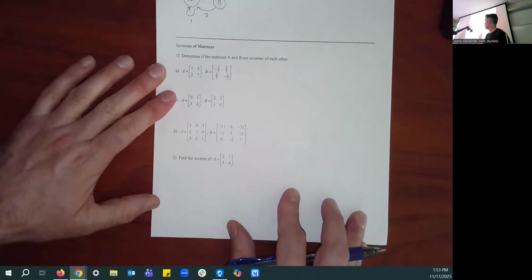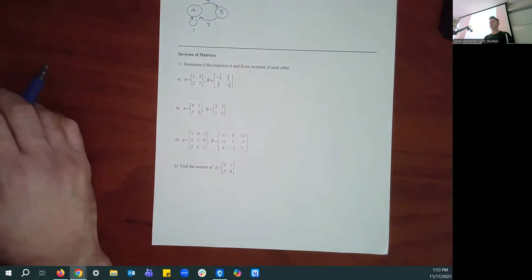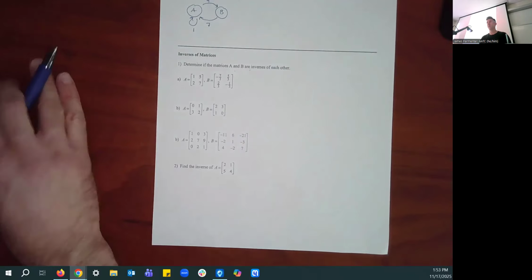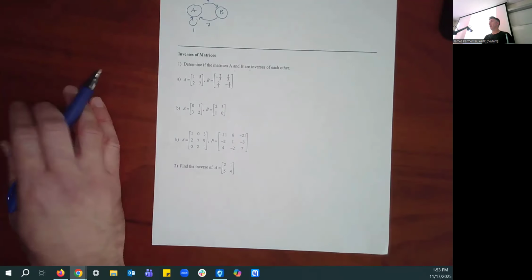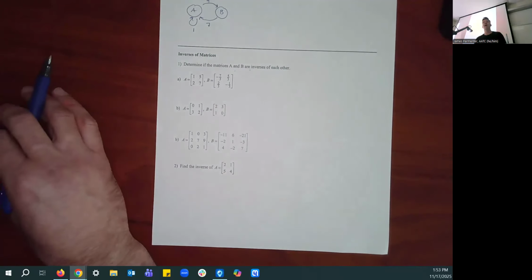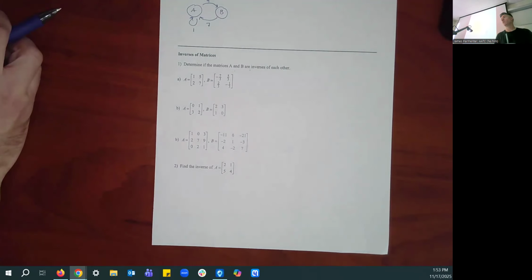So I do want to mention this real quick here. Determine if the matrices A and B are inverses of each other. What does that even mean to be an inverse? Well, let me ask you a different question. What's the inverse of 5? 1/5. Now, I can be more specific. I should have really said, what's the multiplicative inverse of 5, which is 1/5.